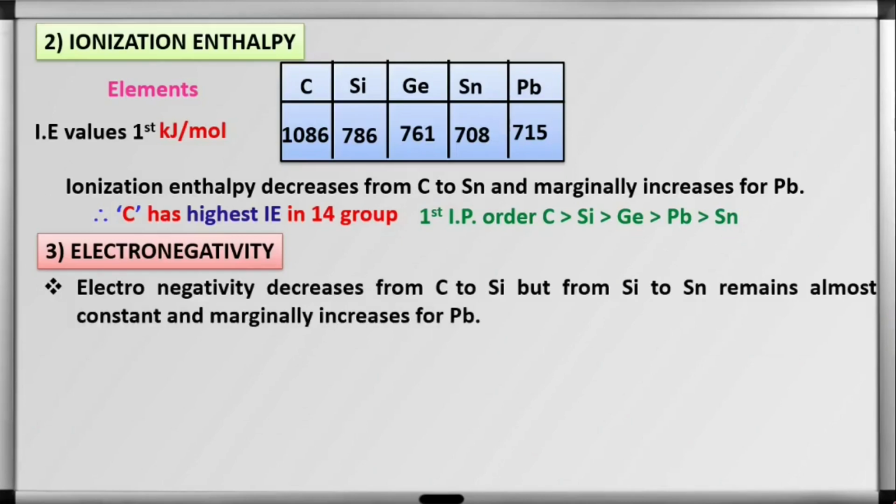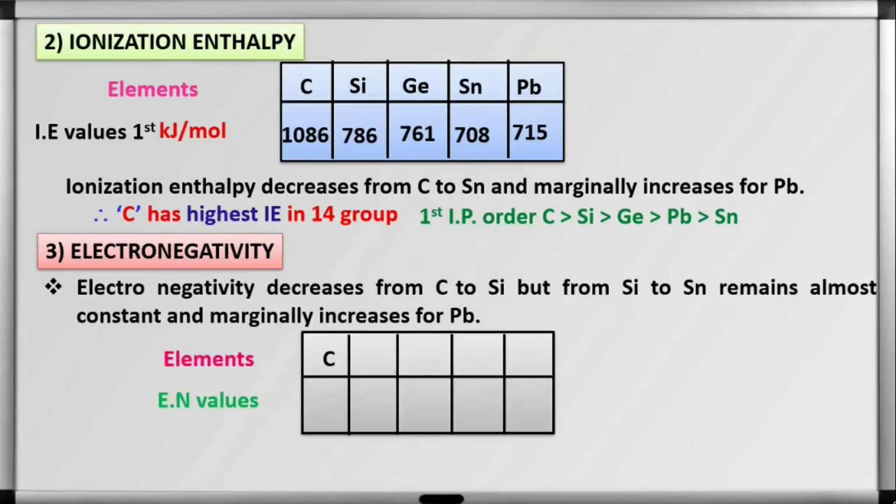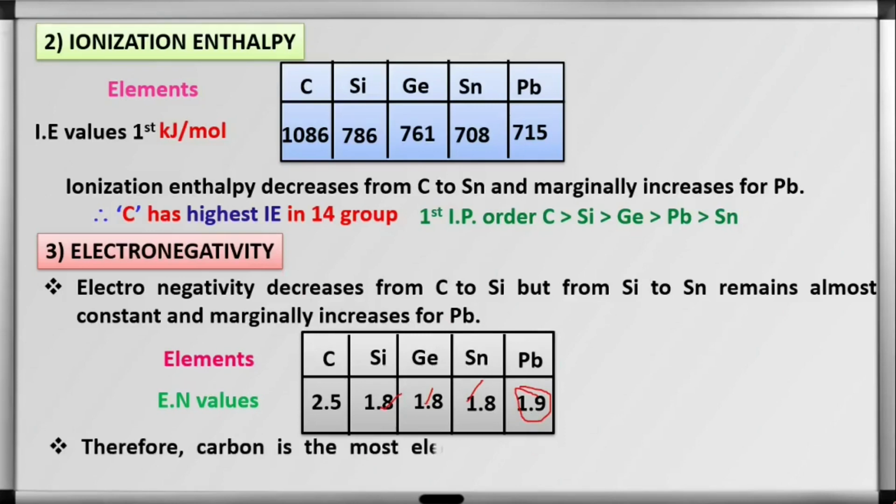Now electronegativity decreases from carbon to silicon, but from silicon to tin it remains almost constant, and lead increases. बघा हा टेबल बघा. टेबलवरून आपल्याला कळत आहे कार्बन पासून सिलिकॉन पर्यंत ती डिक्रीज होणार आहे. And from silicon to tin it is constant, 1.8, 1.8, 1.8, and lead it is 1.9. बघा ही इथे 1.9 आहे. ही थोडी इंक्रीज झाली. And why? It is because of the shielding effect or screening effect. ओके. Now the carbon is the most electronegative element in group 14.